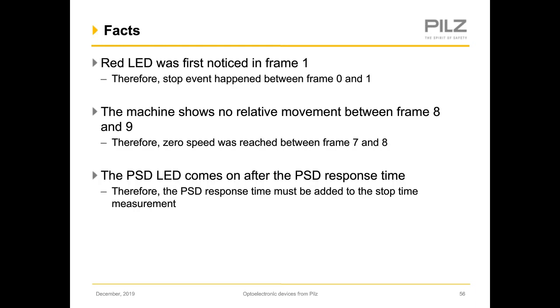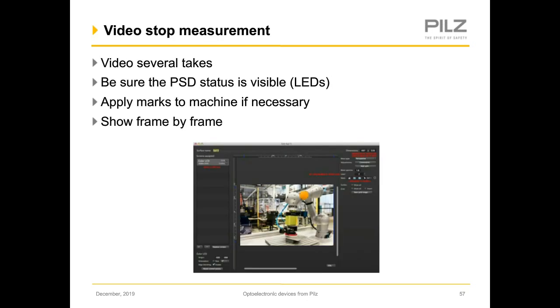Then we have to look at the facts. The red LED was first noticed in frame 1, therefore the stop event happens between frame 0 and 1, and the machine shows no relative movement between frame 8 and 9. Therefore, 0 speed was reached between 7 and 8. The PSD LED comes on after presence sensing device response time, so we have to add it to our time measurement. So when we do the video, take several videos, and be sure the presence sensing device status, the LED, is visible within that movie. Apply marks to the machine and then show frame by frame.